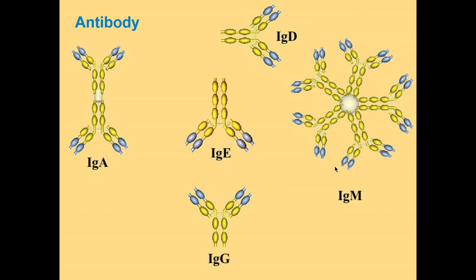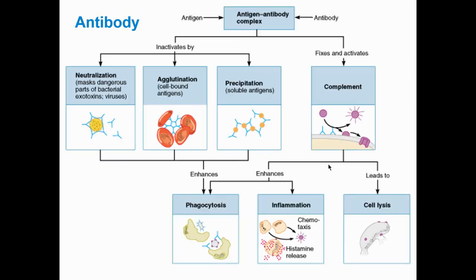Now look, their tails are what are attached to each other, so the binding sites stick out and they're open and free. So look, IgD, IgE, and IgG all have 2 binding sites. IgA, on the other hand, has 4 binding sites, and IgM has 10 binding sites. There are other differences as well.